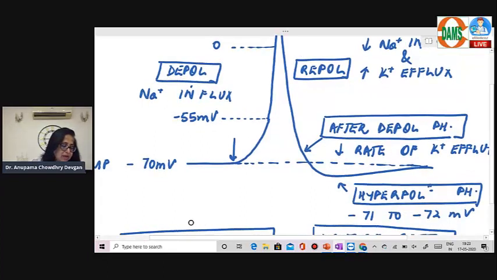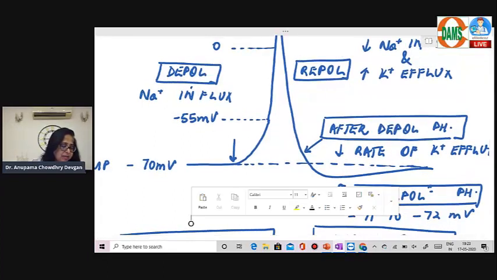How can there be an influx of potassium? Potassium will always move from inside to outside the cell. I've been repeating that so many times, that movement of an ion is always from higher to lower concentration. The name is after depolarization, even though it is happening after the repolarization phase. There is no error here. The name is after depolarization.